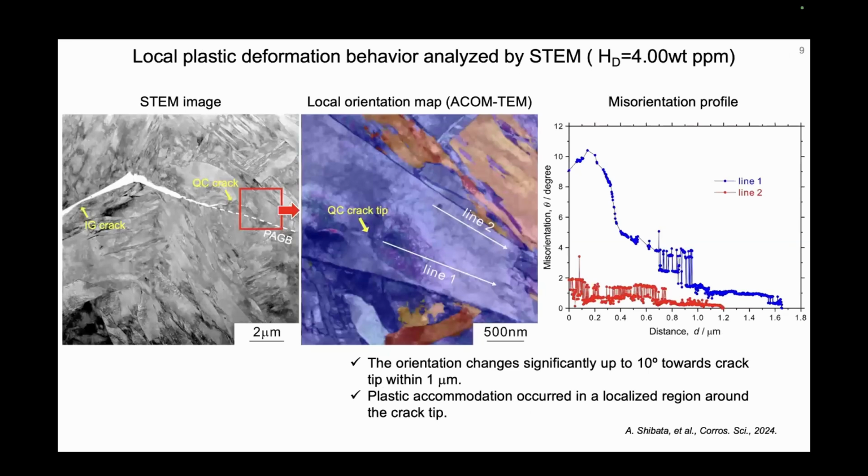Next is the local plastic deformation behavior analyzed by TEM. In this area, the intergranular crack propagated like this. Then at this position, the crack deviated from the prior austenite grain boundary and propagated into the grain interior as a quasi-cleavage crack. And this is a local orientation map obtained by ACOM-TEM around the quasi-cleavage crack tip. Here is the quasi-cleavage crack tip. In the region far from the crack tip, along line 2, the misorientation is about 1 to 2 degrees. On the other hand, along line 1, the orientation changes significantly, up to 10 degrees, towards the crack tip within 1 micrometer. So this indicates that the plastic accommodation occurred in a localized region around the crack tip.